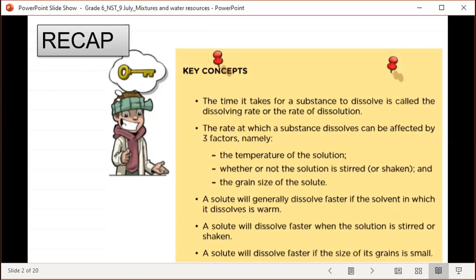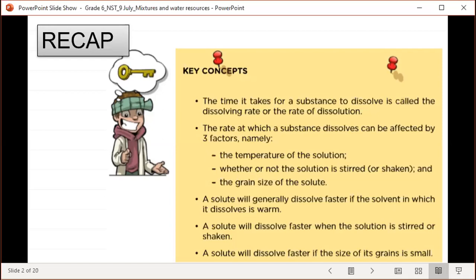And then we also covered the rate at which a substance dissolves, and we said that it can be affected by 3 factors. Those factors are the temperature of a solution, whether or not the solution is being stirred or shaken, and the grain size of the solid. You should remember this from the experiments as well as activities that we did.